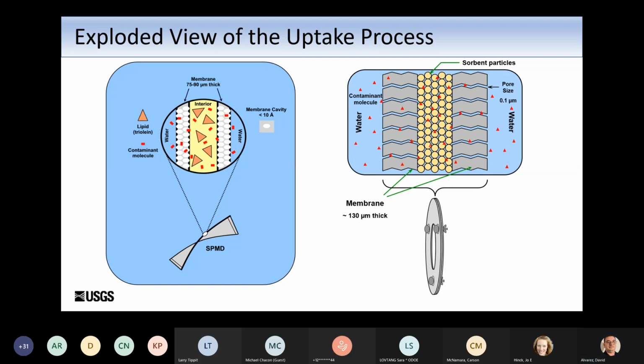A little bit different with the POCIS. The POCIS uses a microporous membrane, so there are actual water-filled pores, 0.1 micron in diameter, and chemicals typically are going to move through those water-filled pores inside the sampler to where they get trapped on that resin. Although you do get some chemicals that tend to partition through the polymer matrix as well.